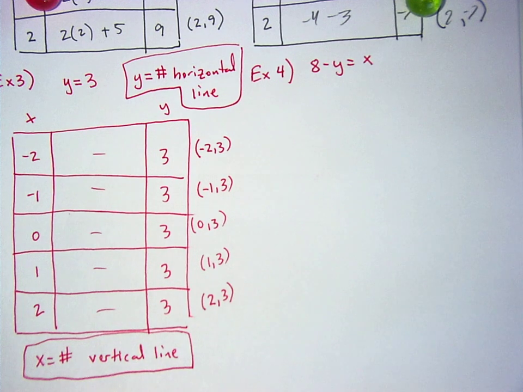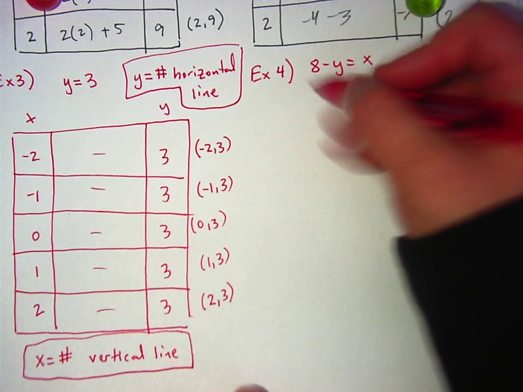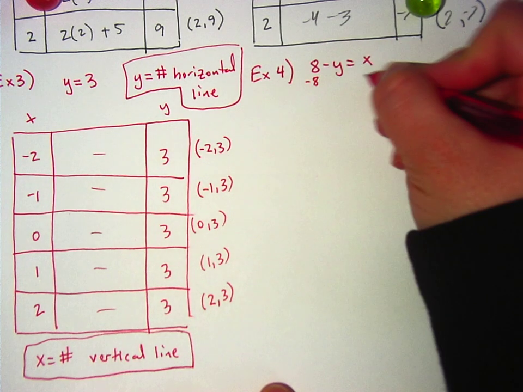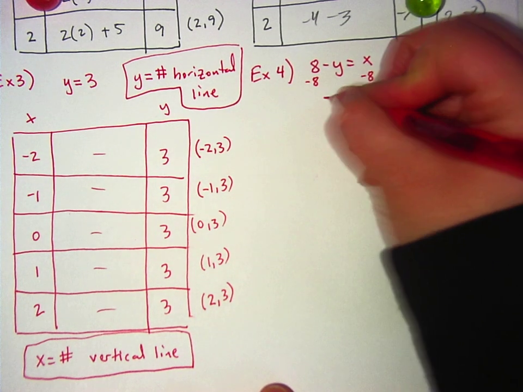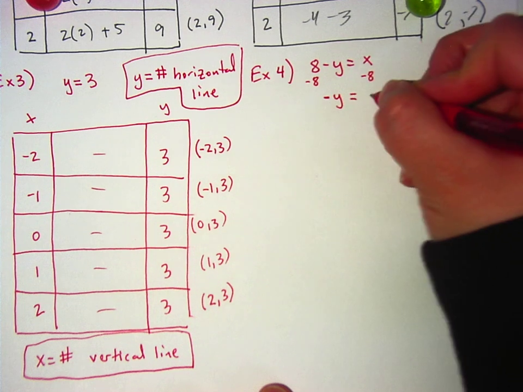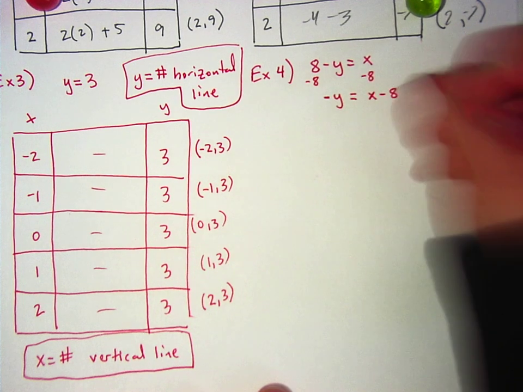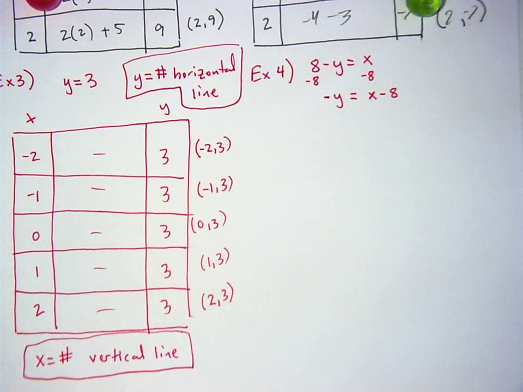Instead of doing the math backwards every time, let's change the equation. Let's make it easier. So let's solve for y. How do I do that? How do I get y by itself right now? Okay, so we'll start by subtracting 8. And now I've got negative y equals x minus 8. Is that okay? Should I leave it like that? No.